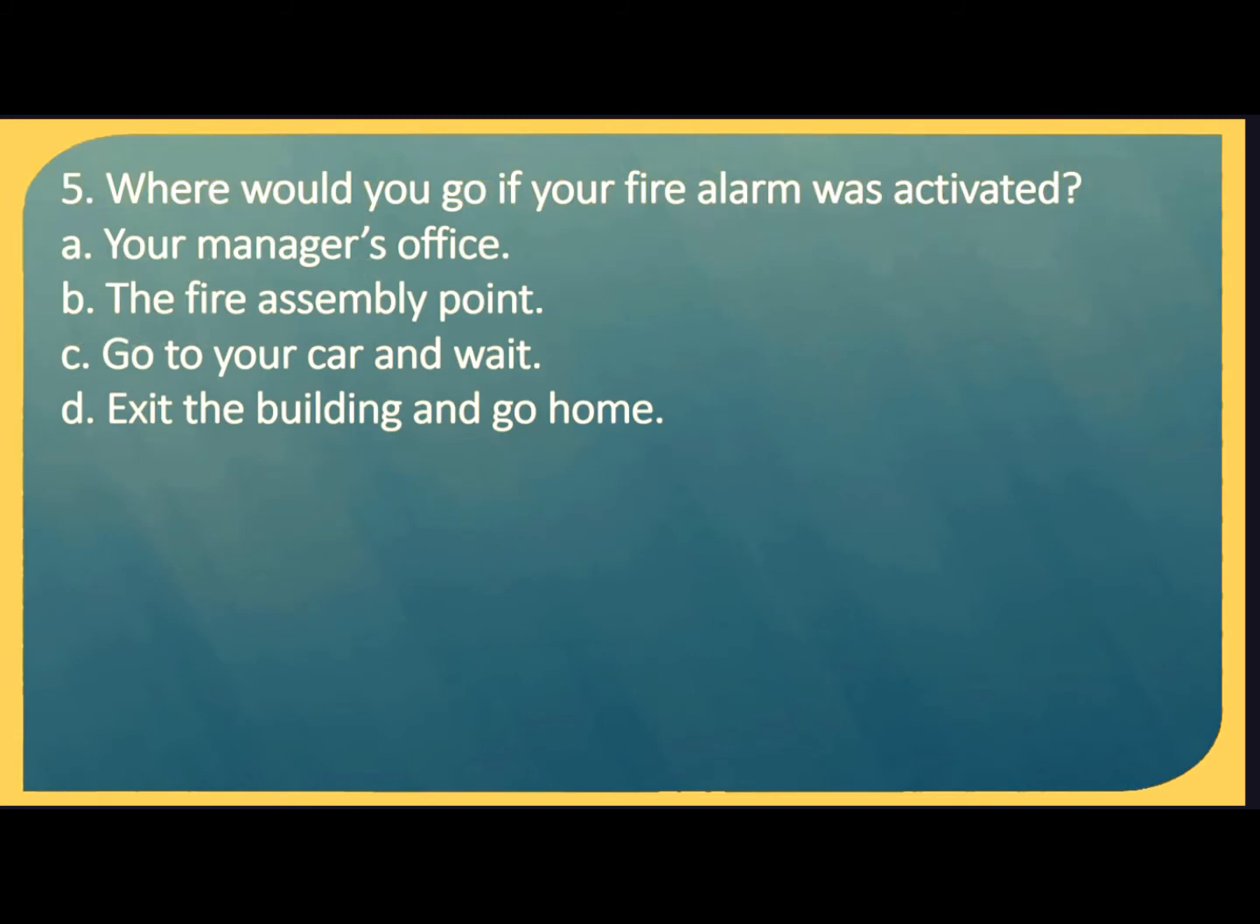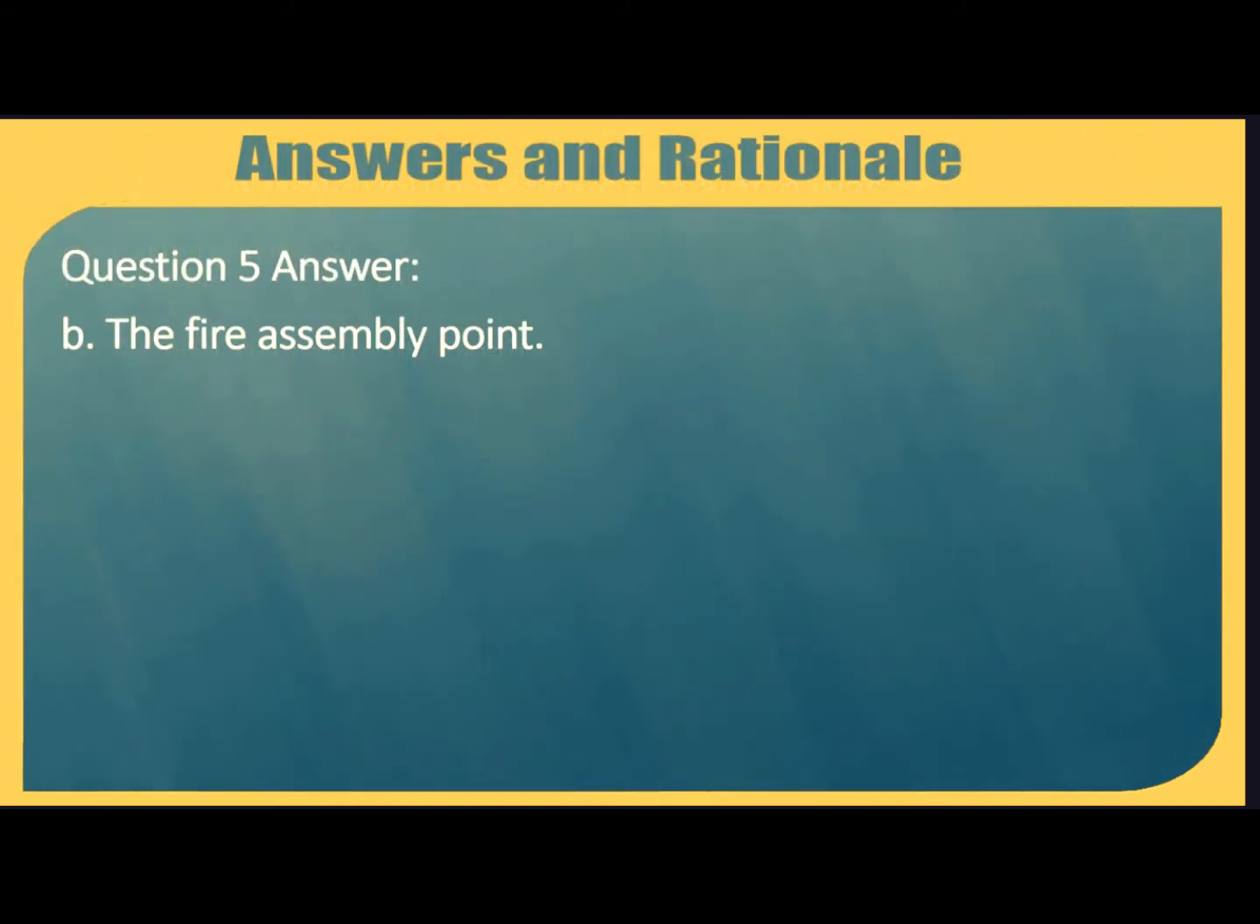Question 5. Where would you go if your fire alarm was activated? A. Your manager's office. B. The fire assembly point. C. Go to your car and wait. D. Exit the building and go home. Question 5. Answer B. The fire assembly point.